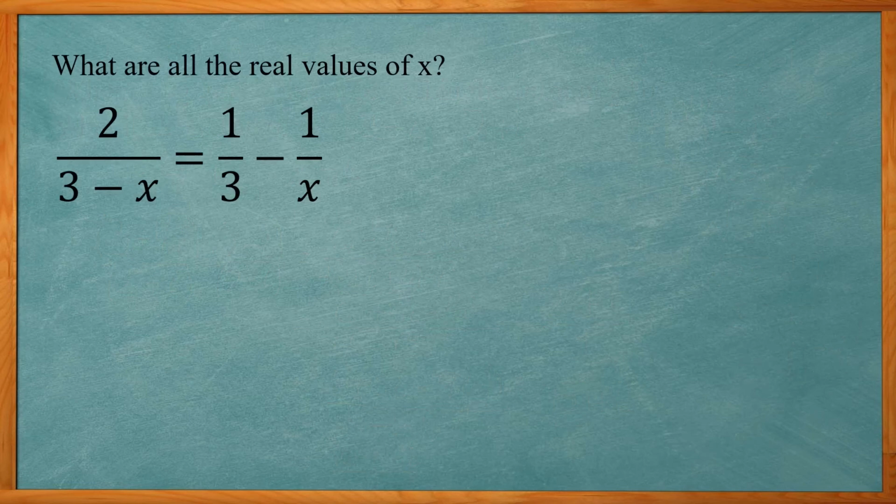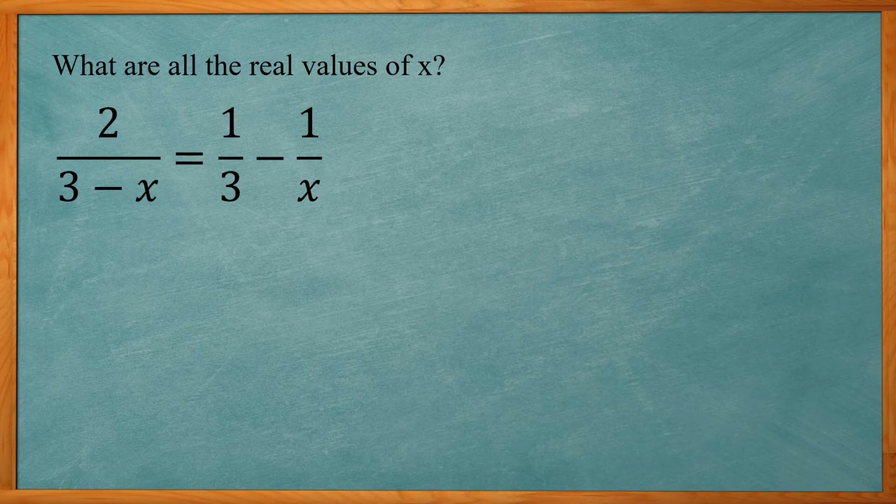Alright, this next problem says, what are all the real values of x? We have 2 divided by 3 minus x equals 1/3 minus 1 over x. Okay, so our goal here is to find out what value of x makes this equation true. So when you have fractions and your variables in the denominator, you need to find a common denominator and multiply every term by that to get rid of the x term in the denominator.